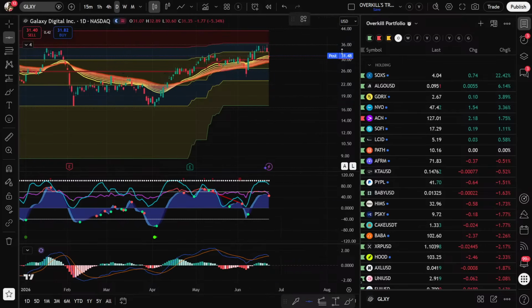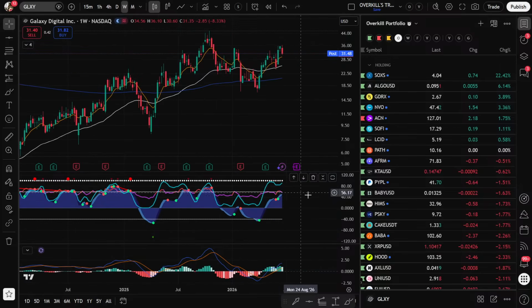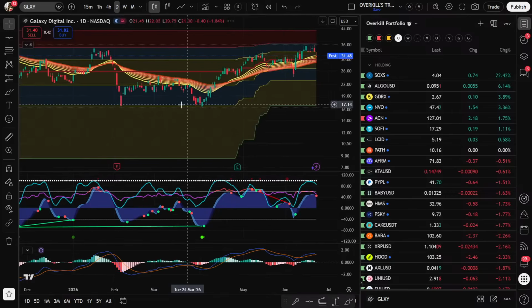I'd probably trim a little bit of this or set a stop loss around, I would say, 27. Again, when the wave gets up here, you want to start thinking, okay, where do I take my profits? Because if you got in right here in April, you were in right there around $18. It's up 100%. So I think you trim some of Galaxy here.